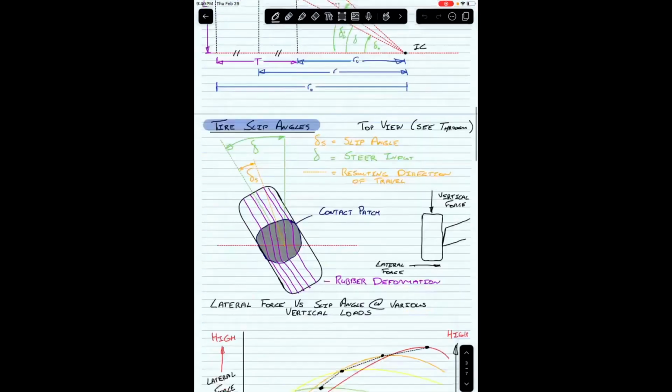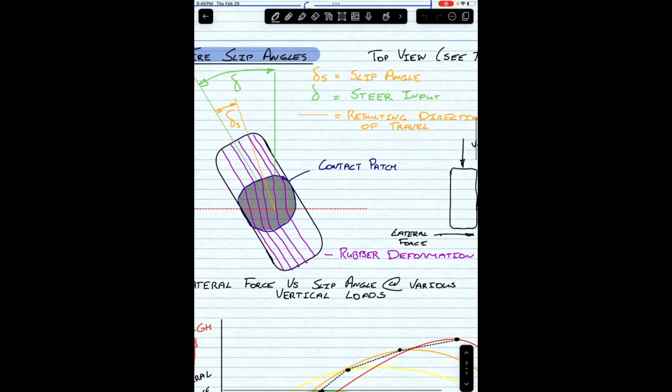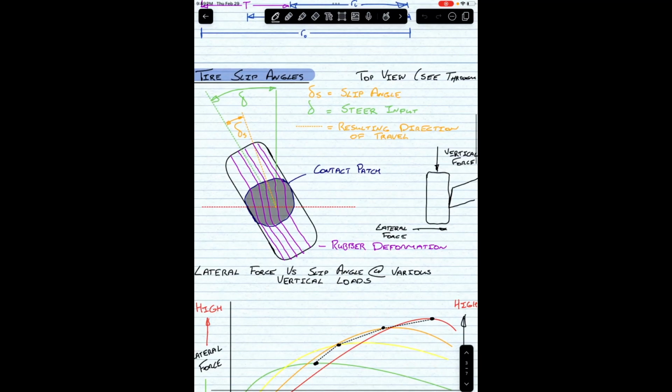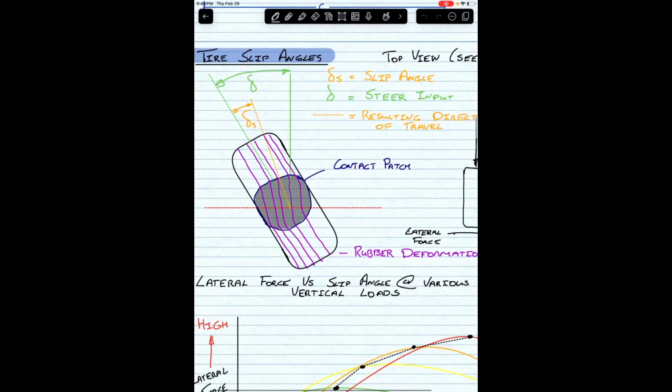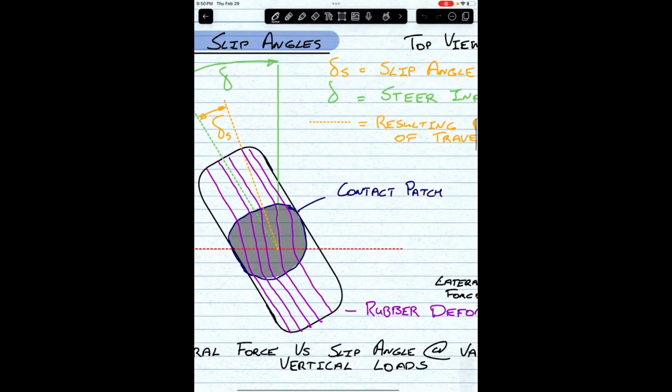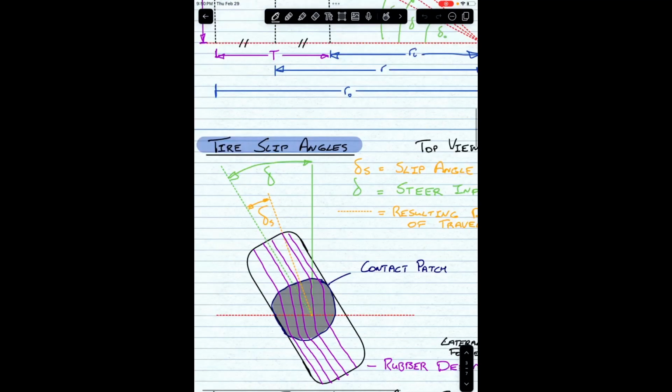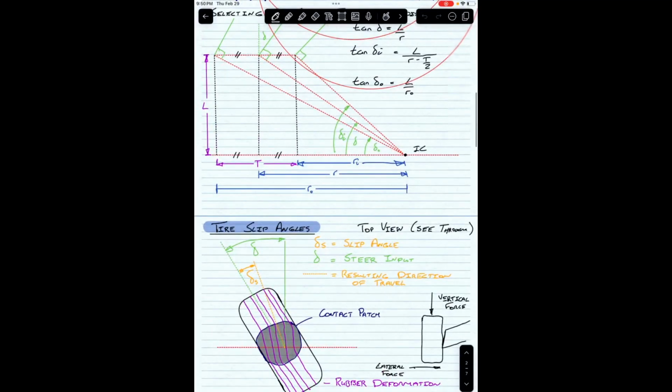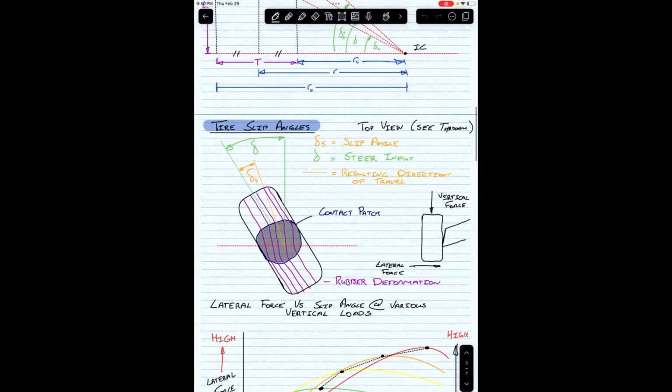I love this stuff. So this is what I'm talking about, where the rubber deforms, right? It's not pointing in the direction that we're talking about, and we've got this slip angle. So how do we know what the slip angle is going to be?